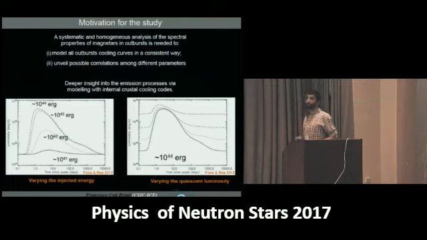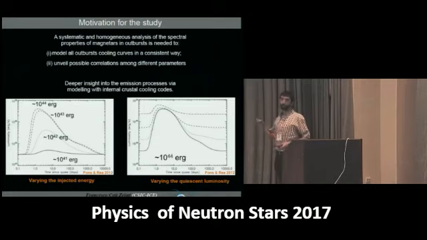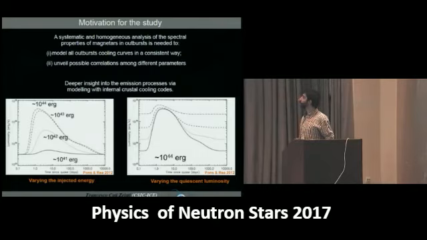On the other hand, given the larger sample of magnetar outbursts analyzed, we were able to search and investigate possible correlations and anti-correlations between different parameters, such as the outburst energetics, the quiescent luminosity, the flux enhancement, the magnetic field, and the characteristic age. In a future work, we will use the results of this study to gain deeper insight into the emission processes, especially via modeling with state-of-the-art internal crustal cooling codes.